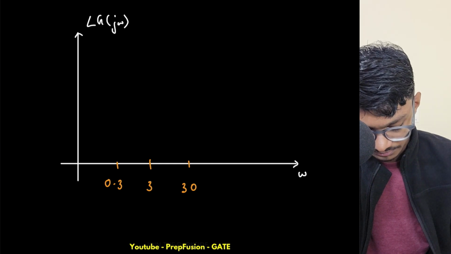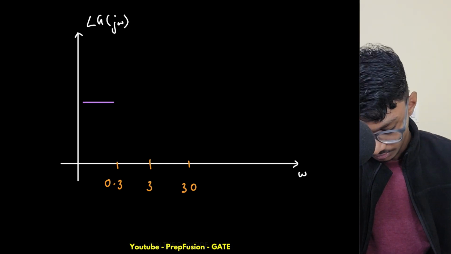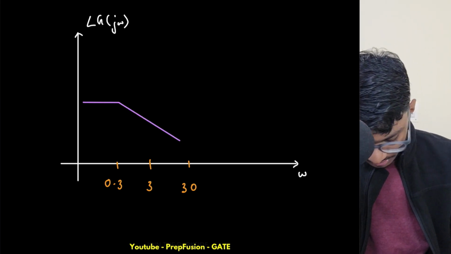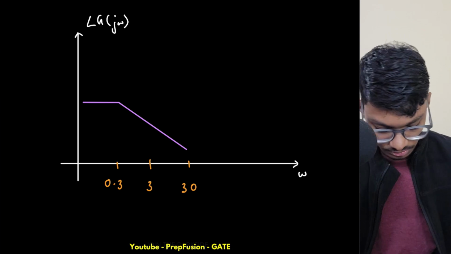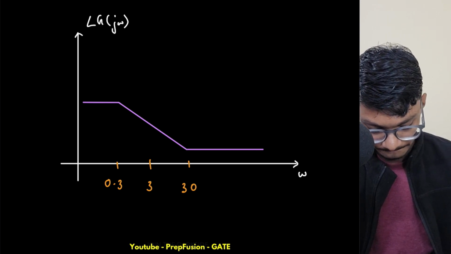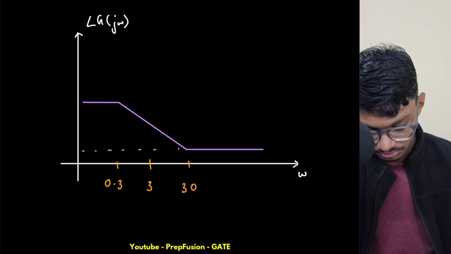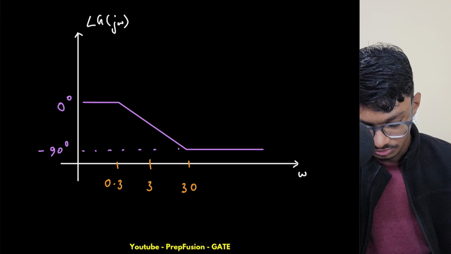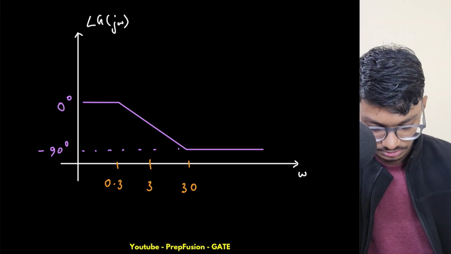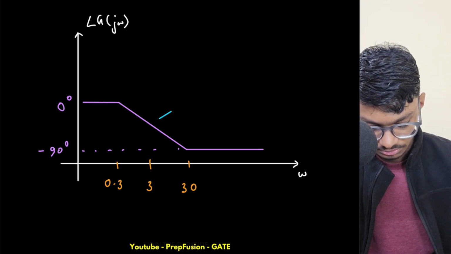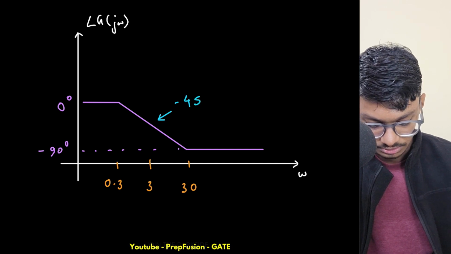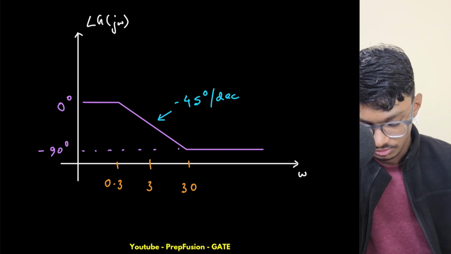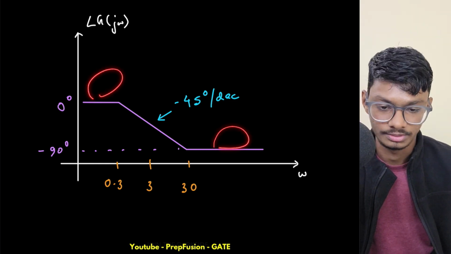Initially it will give me 0 phase, then we have a slope of minus 45 degree per decade, then it goes to minus 90. This is minus 90 and this is 0 degree. What is this? This is the minus 45 degree per decade slope. This area is 0 degree per decade slope, and this area is also 0 degree per decade slope.